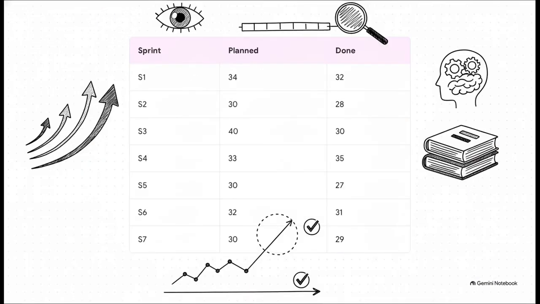What's really fascinating is how the trend reveals itself over time. Just look at this mock 7 sprint log. Focus on sprint 3 for a second. The team committed to 40 units of work, but they only finished 30. If a manager only looked at that one super optimistic sprint, they might demand 40 again next time, but the rolling data tells a totally different story. Looking at the history prevents us from setting the team up to fail based on one crazy week.